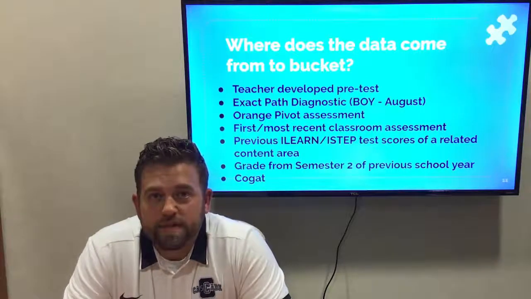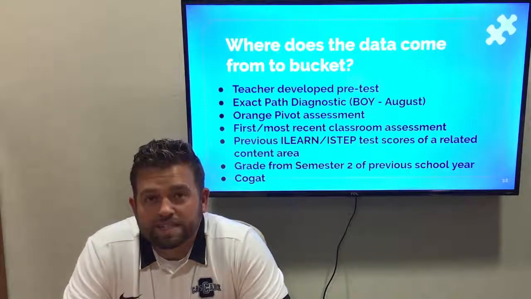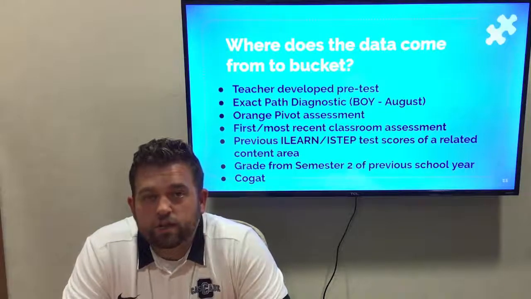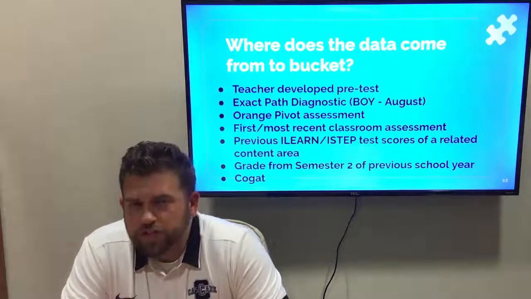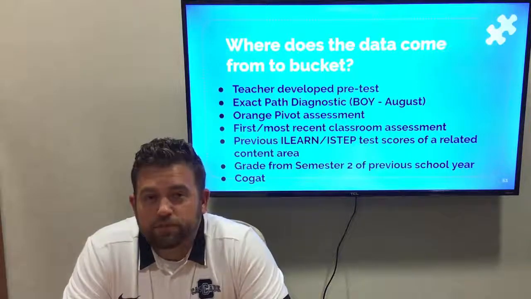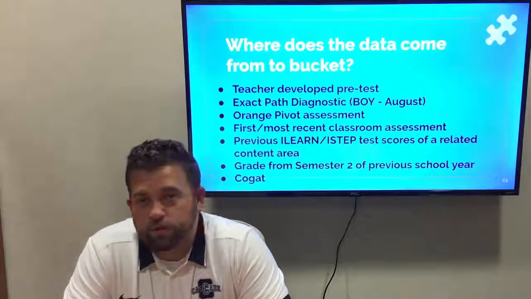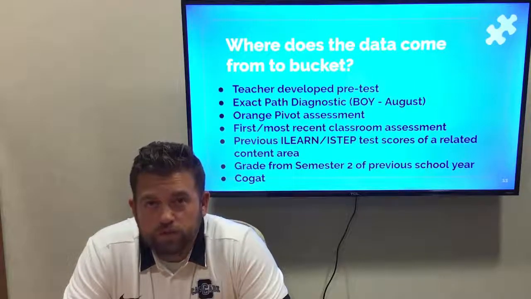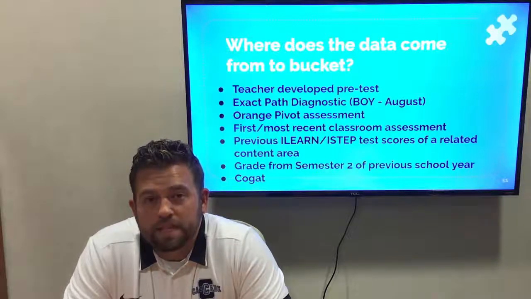You can get these data points from a pre-test that you give at the beginning of the year. You can use an exact path diagnostic, the one in particular that we gave in August. You can use an orange pivot assessment if that is used in your content area. You can use any of your classroom chapter or unit tests, whether it's the first one of the year or the most recent one that you've given. You can use last year's iLearn scores or their previous iStep scores if that pertains to your content area. And you can also use their grade from last spring.